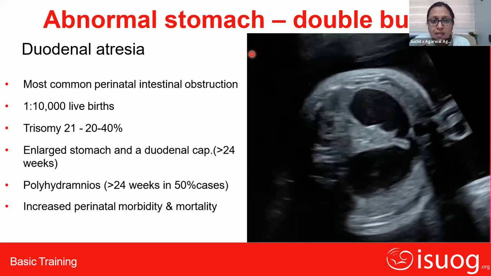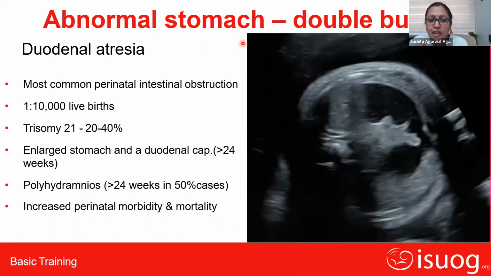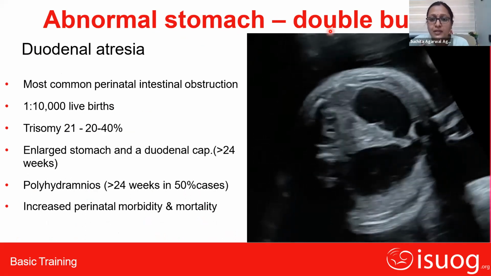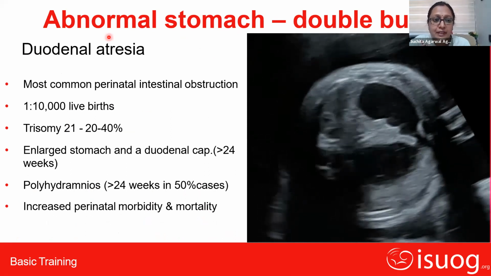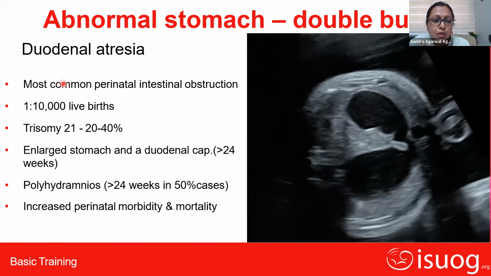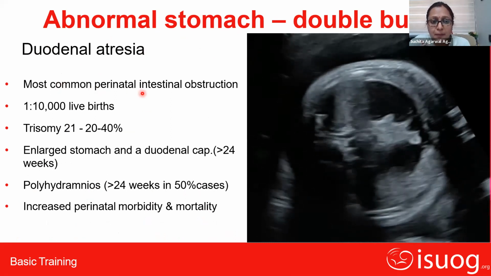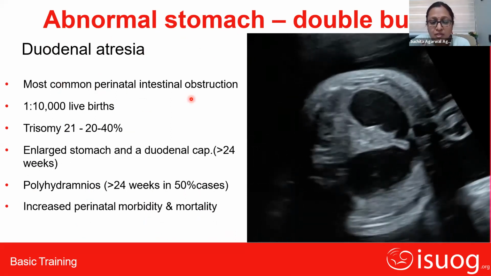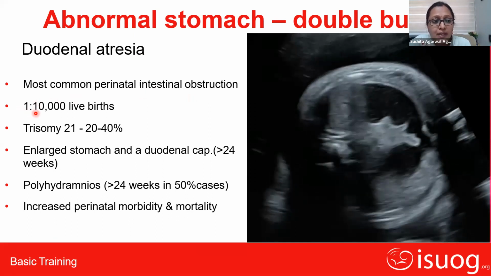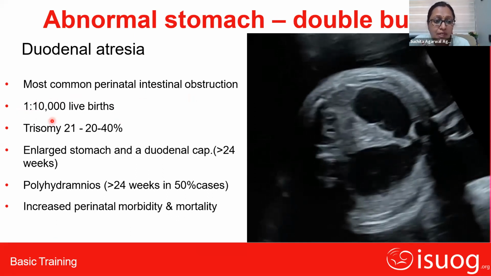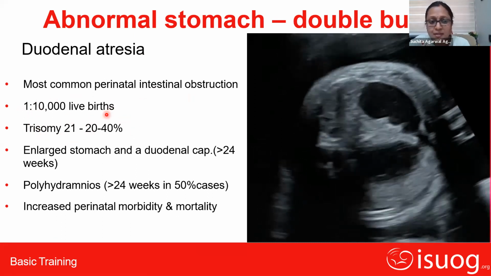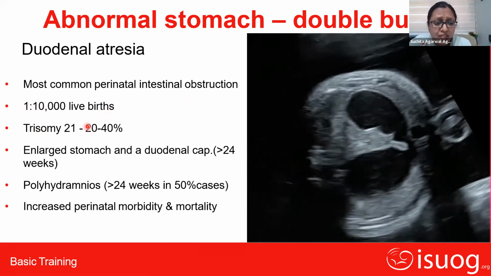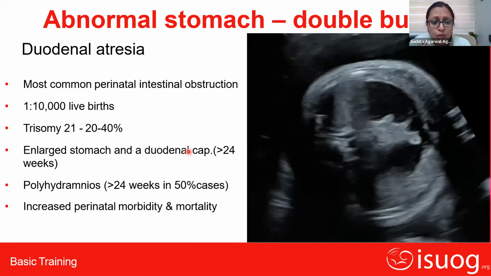Now come to duodenal atresia. We all have learned in PG time, a PG favorite question is the double bubble appearance. Where do we find it? We find it in duodenal atresia. So duodenal atresia is the most common perinatal cause of intestinal obstruction that occurs in 1 in 10,000 live births. It is associated with trisomy 21 in 20 to 40% of cases. What do we see? We see an enlarged stomach and a duodenal cap.